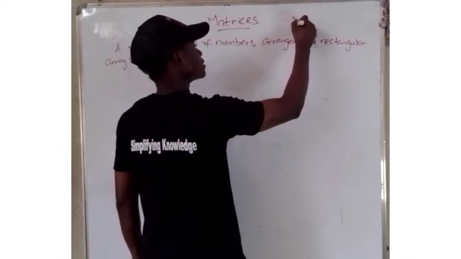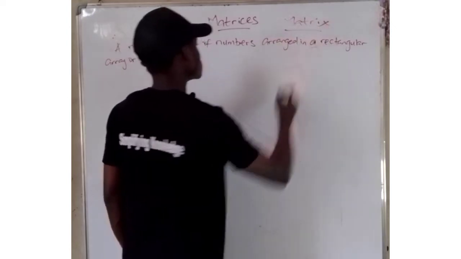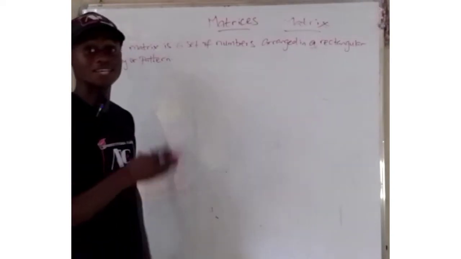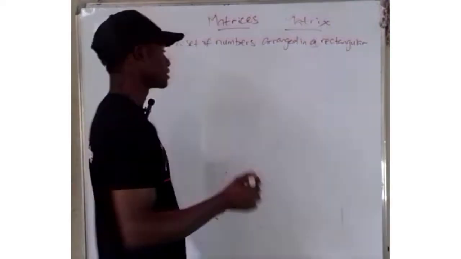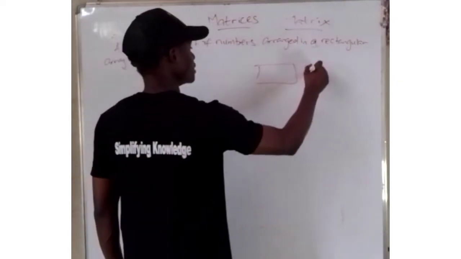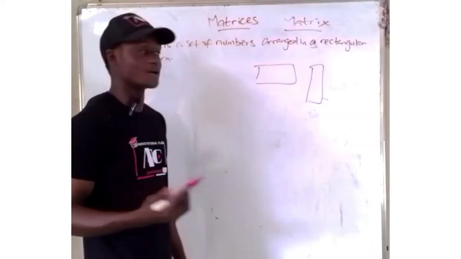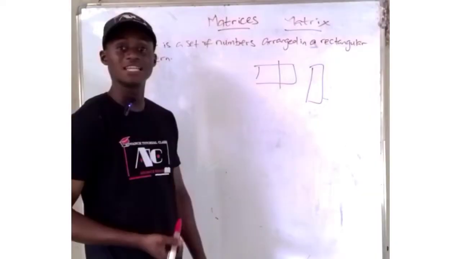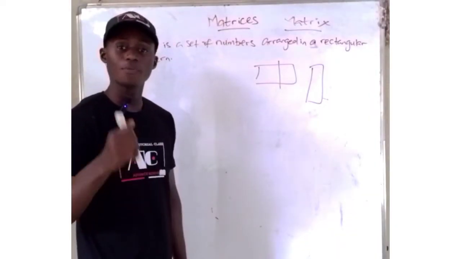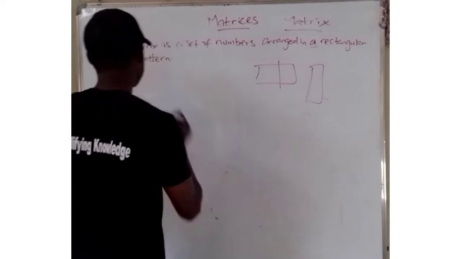Now, when you hear the word matrix, this is a plural form, matrices. The singular form is just matrix. A matrix is a set of numbers arranged in a rectangular array or pattern, in the form of a rectangle, either this way or this way, whatever way it might be. It might even be in the form of a square. It's still a matrix.